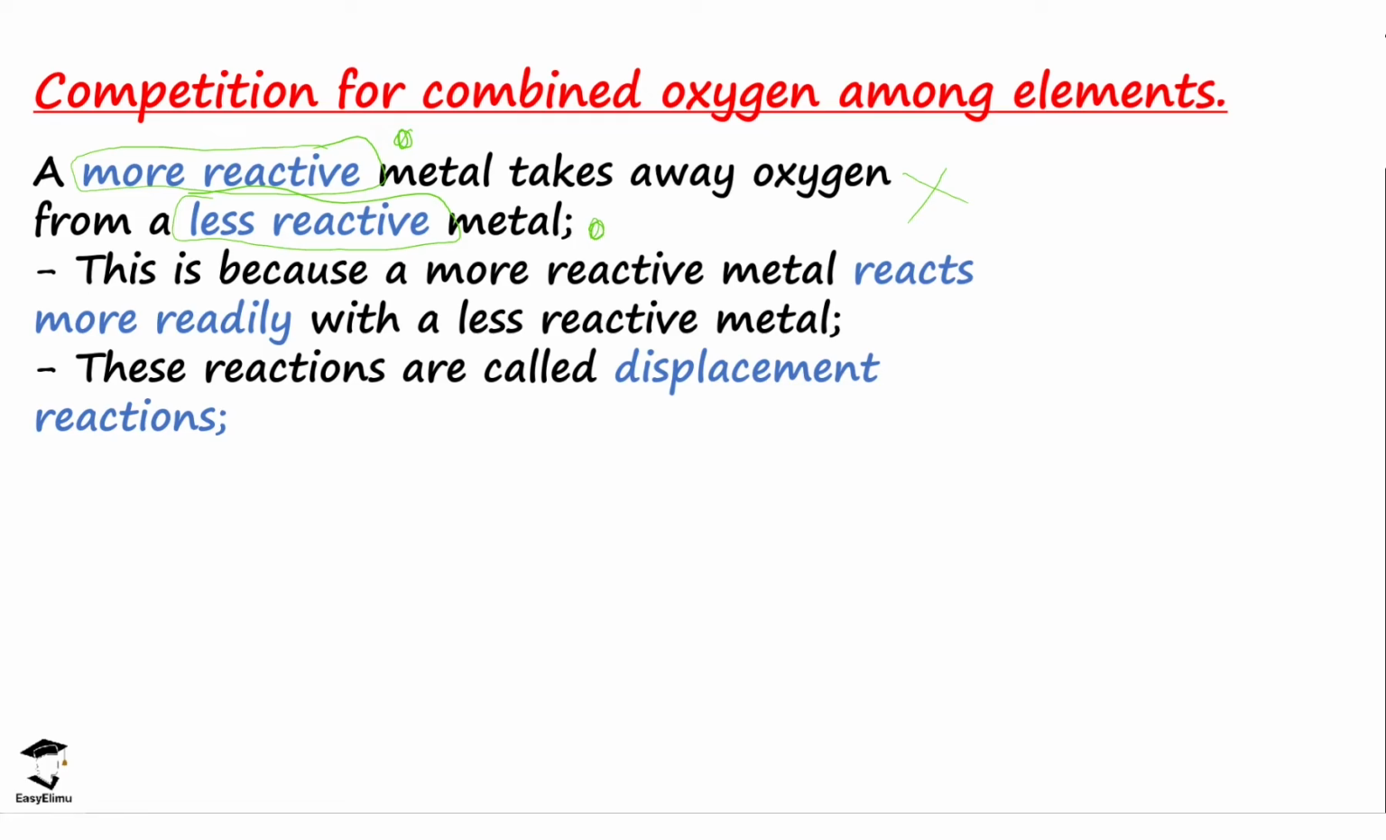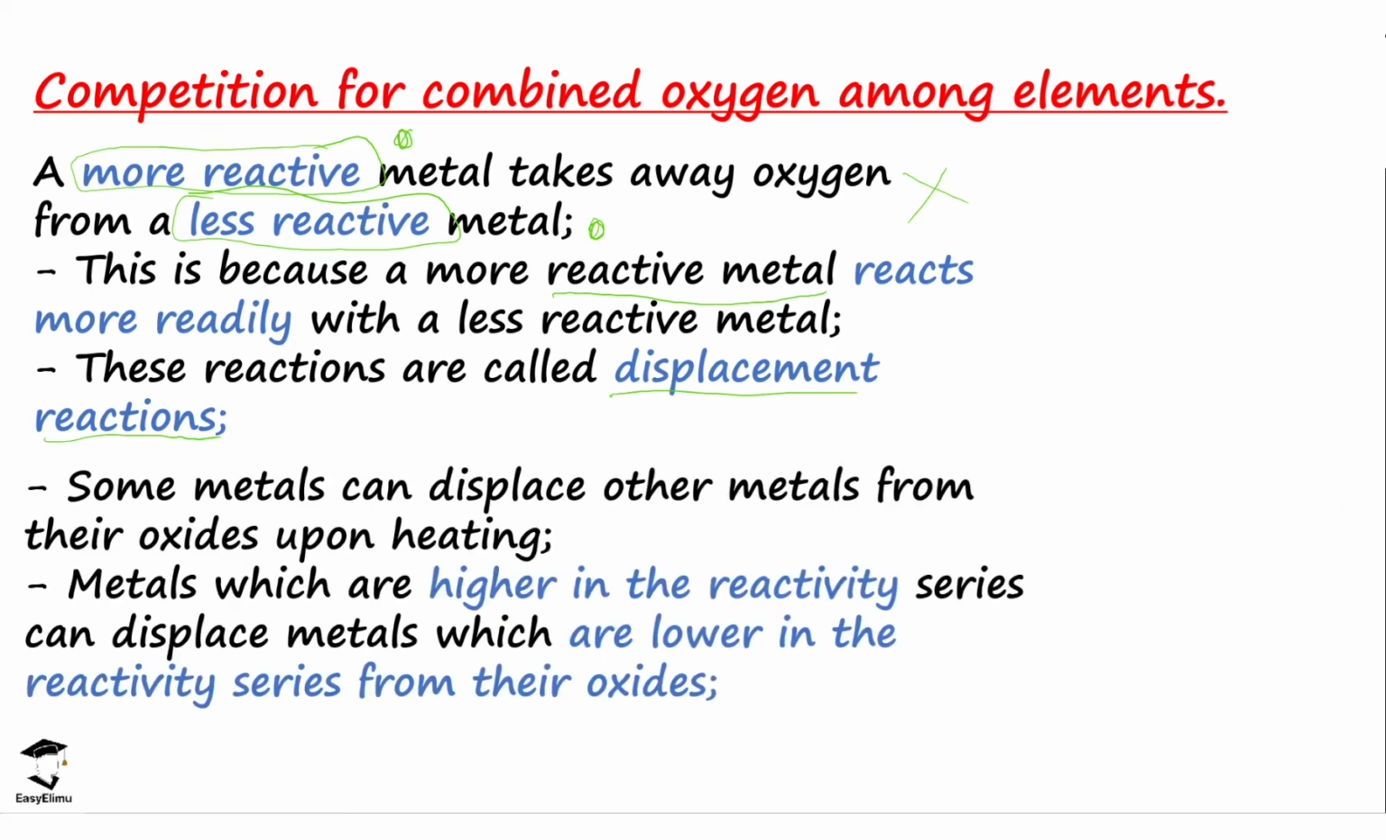The reason why this is possible is because the more reactive metal reacts very readily with the oxide of the less reactive metal. So these reactions are usually referred to as displacement reactions. We are going to break them down into single displacement and double displacement in the course of the session. In Form 1, we'll talk about single displacement. Later on, in Form 2, we are going to talk about double displacement reactions.